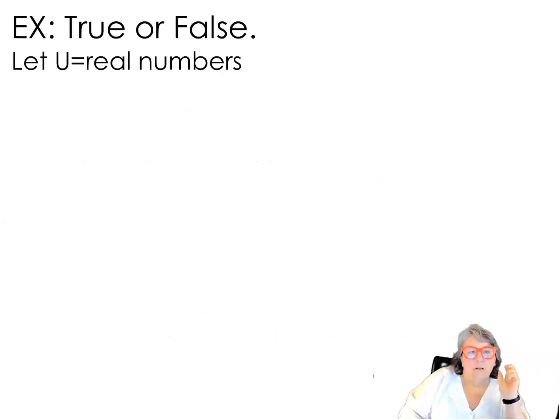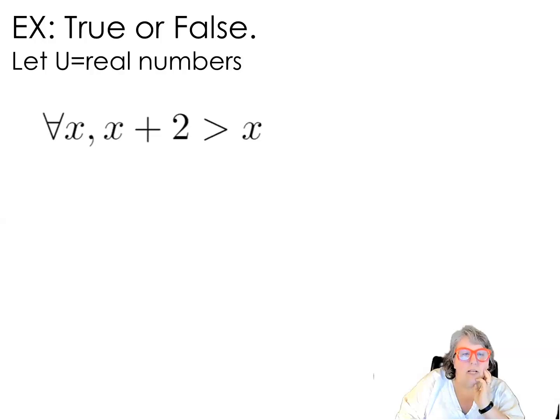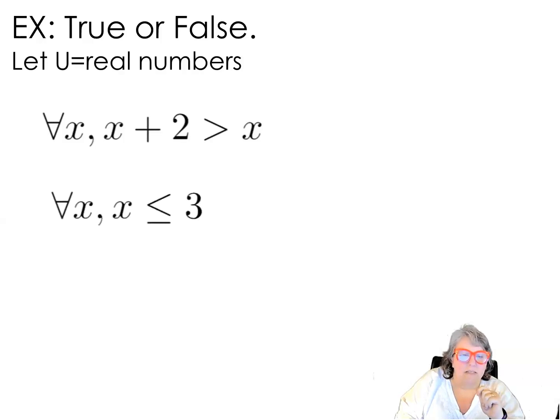So assume that our universe is the real numbers. Which of these statements are true? Which ones are false? Well, let's see, I've got for all X, X plus 2 is greater than X. Well, yeah, we subtract X from both sides, we get 2 is greater than 0. That's correct. That's true. For all X, X is less than or equal to 3. Well, if we're in the real numbers, that's false because 5 is not less than 3.